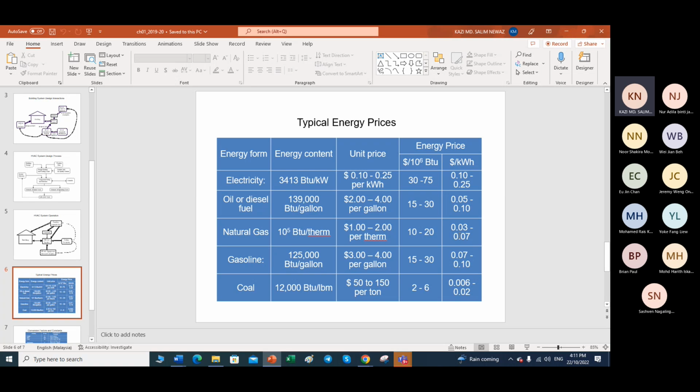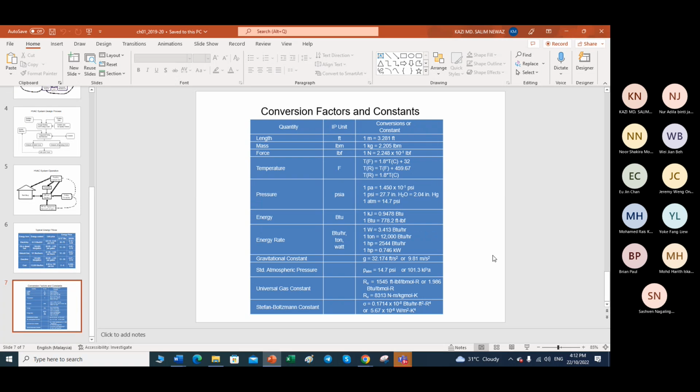Every fuel has its own merit and demerit, but a compromise has to be made for the economic operation of the fuel used for running the HVAC system.